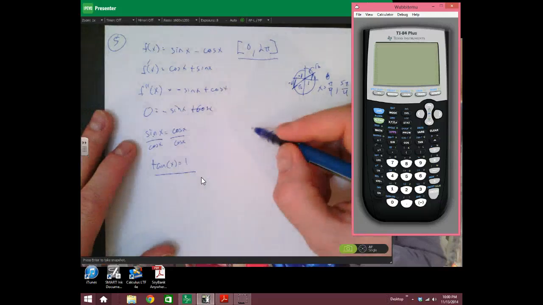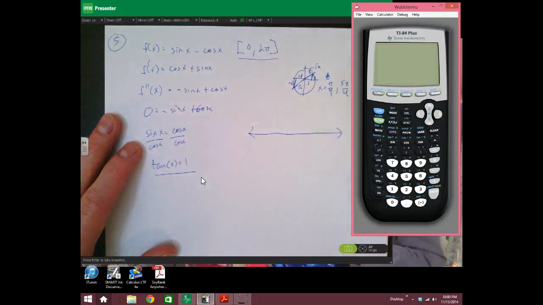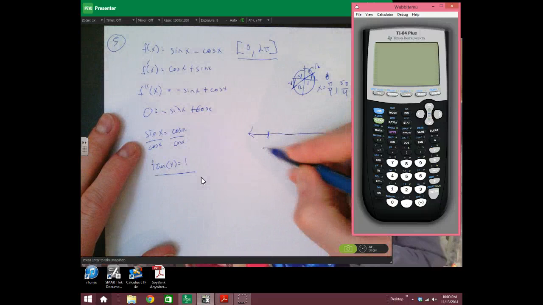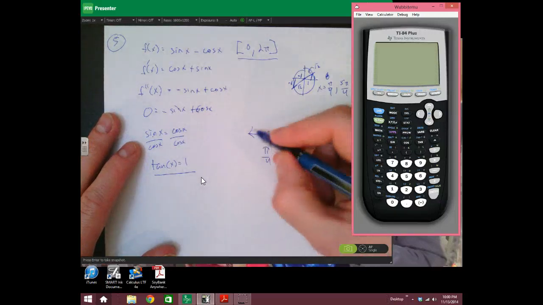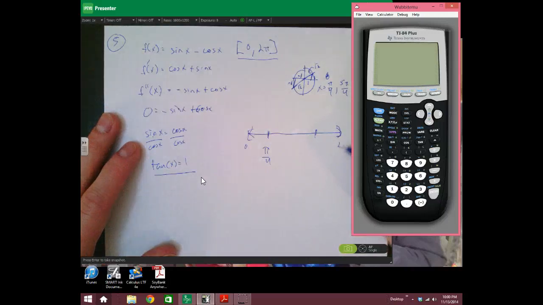So now, to determine our concavity, we have to do our line test for that.